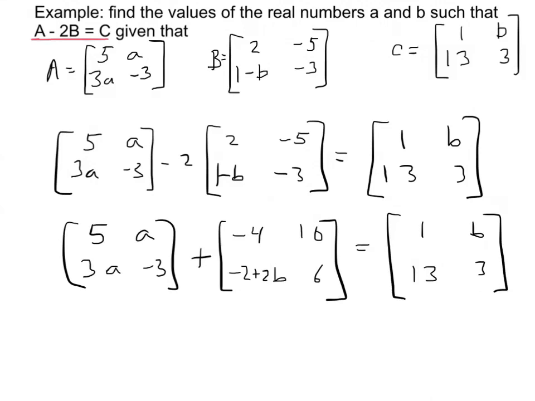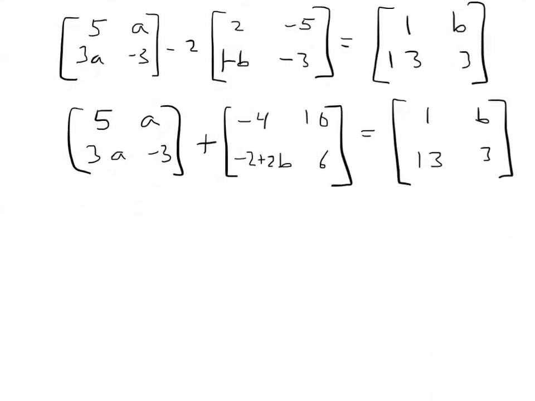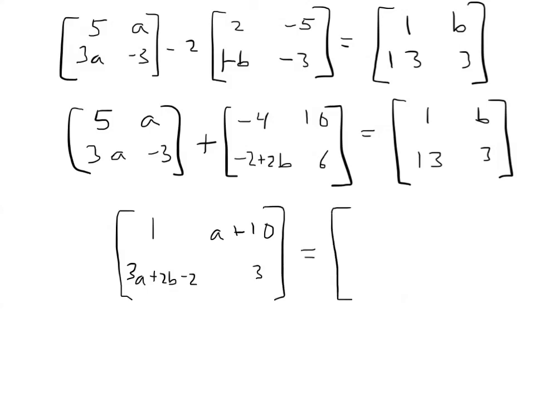Okay. So next, what's the next thing you could do to simplify this thing? Well, hopefully you recognize we could add together the two matrices on the left. So when I add together those two matrices on the left, I get 1a plus 10, 3a plus 2b minus 2, and positive 3. And all of that is supposed to be equal to 1b, 13, 3.